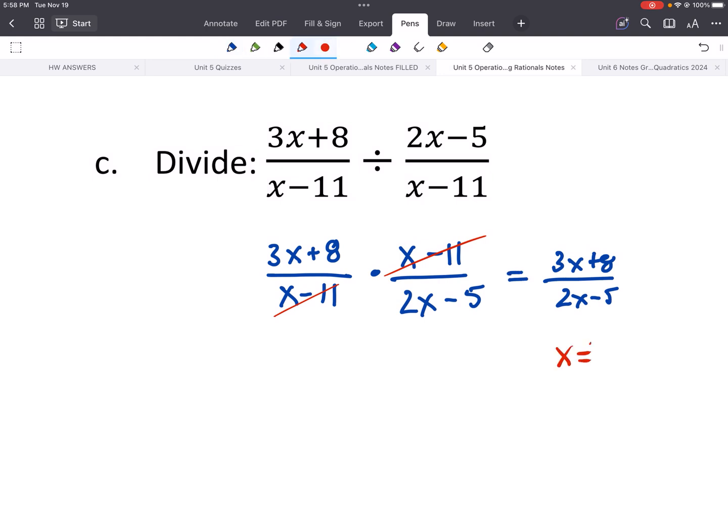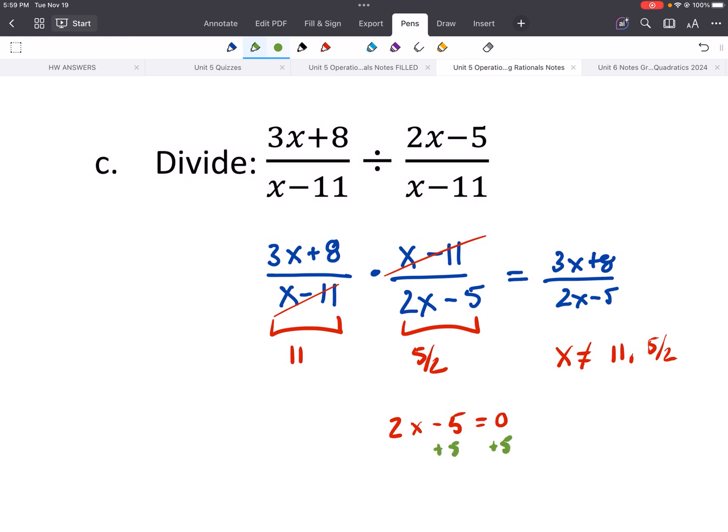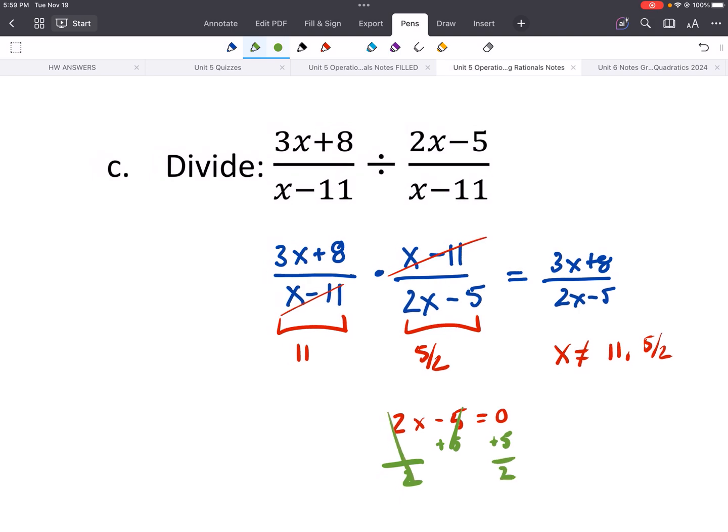So x cannot be 11, and it cannot be 5/2. Okay, so 11 and 5/2. If that sounds confusing to you, that 5/2, again, we want to know what makes the bottom 0. So we could set it equal to 0, we could add 5, and then divide by 2. Okay, and we'd get that 5/2.